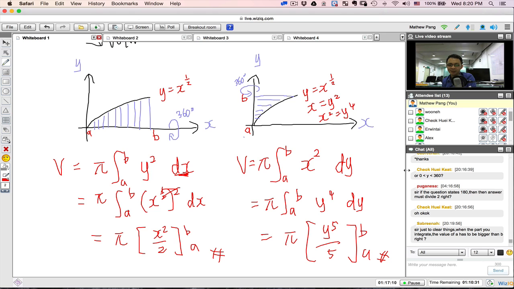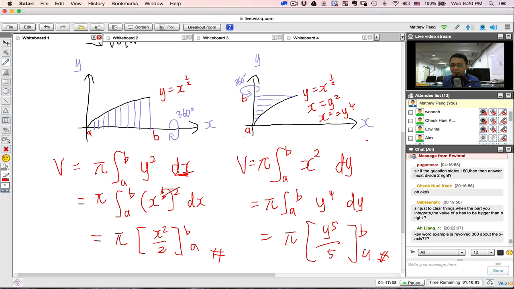So just to clear the thing, when you integrate, the value of A has to be bigger than the value of B? No. When A and B, right, normally we will write the bigger value on the top and the smaller value at the bottom here. What do you mean by the value of A has to be bigger than the value of B? Not necessary.